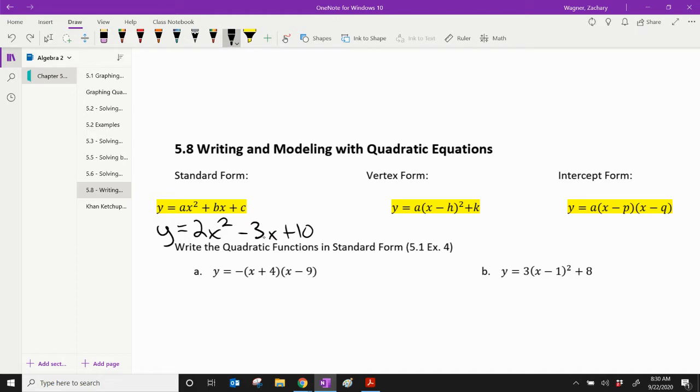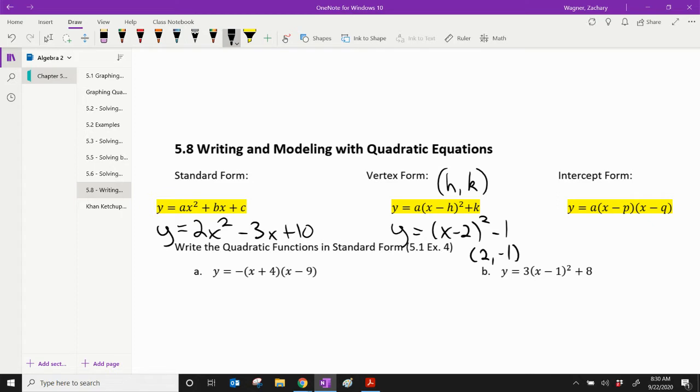Vertex form, we love graphing in vertex form. It makes things incredibly easy. Your h comma k is your given vertex. H and k give you the vertex. We love graphing in this form. If I had x minus 2 quantity squared minus 1, my vertex would be at 2 comma negative 1. That's my h comma k.